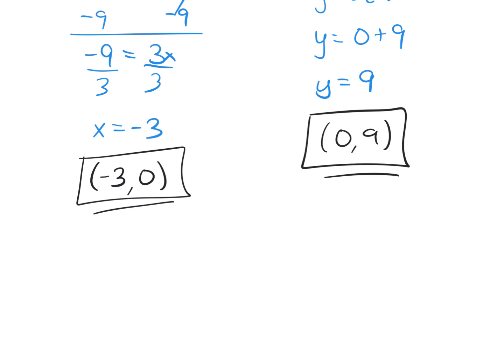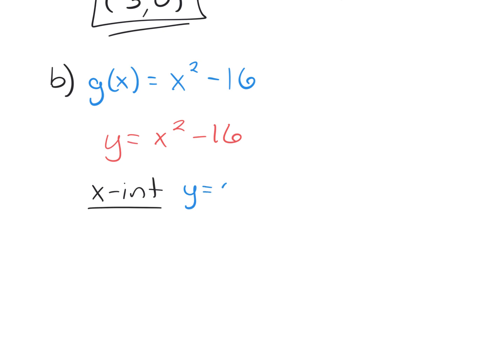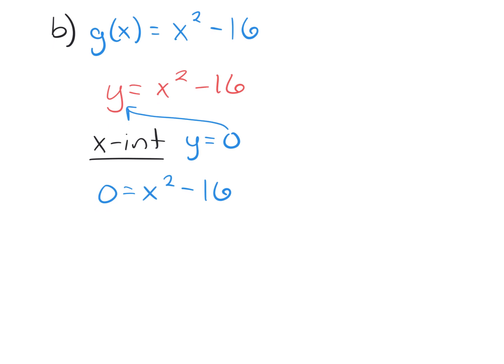So my next example, B, it's going to be g of x equals x squared minus 16. What do I want to do first? Rewrite it. So I have y equals x squared minus 16. So we're going to find x and y-intercepts. I'm going to find x first. What do I know about an x-intercept? Y equals 0. So I'm going to plug 0 in for y. So I have 0 equals x squared minus 16. What do I do from here? Add 16.